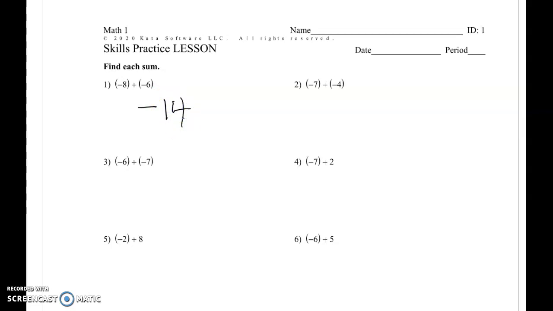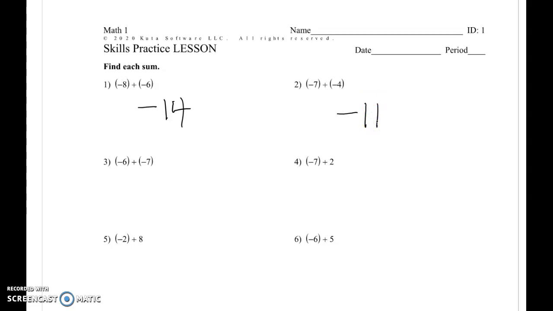One more time, number 2, we've got a -7 plus a -4. Again, we are adding two negatives, so we know our answer is going to be negative. And to get the number part of our answer, we're going to add 7 plus 4, which is 11.